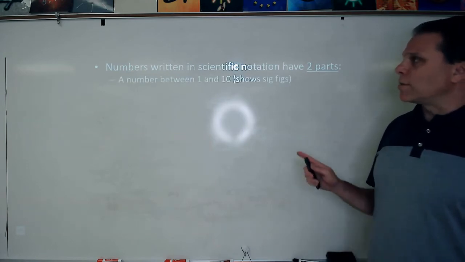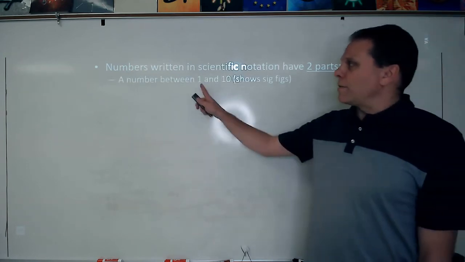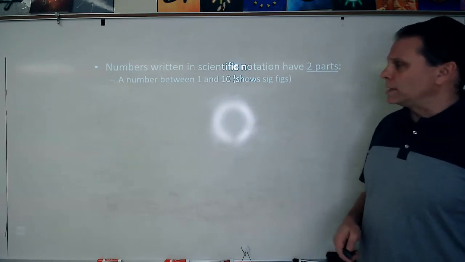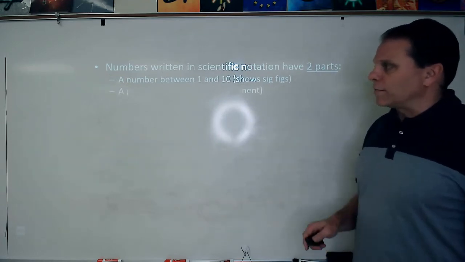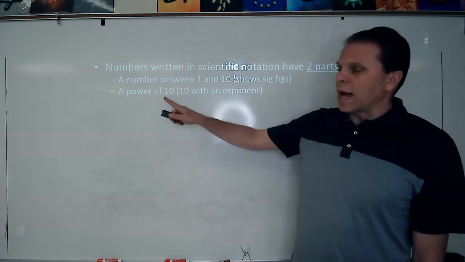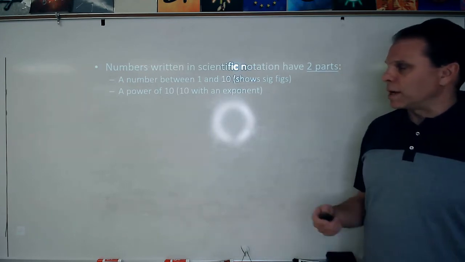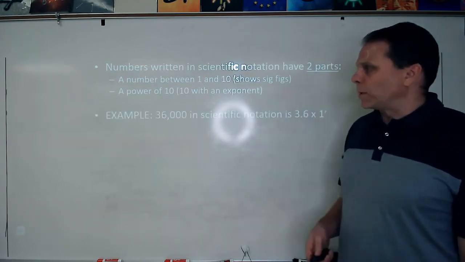All right, so numbers that are written in scientific notation have two parts. They have the first part, which is that number between 1 and 10. That part's going to show the significant figures, and then they're going to have the exponent. That's a power of 10 exponent.